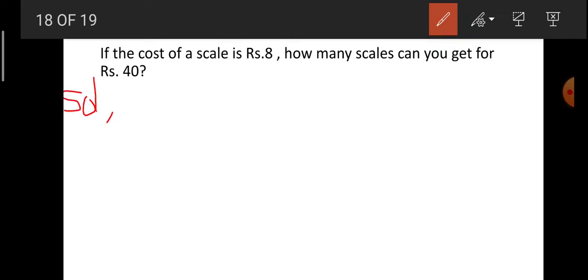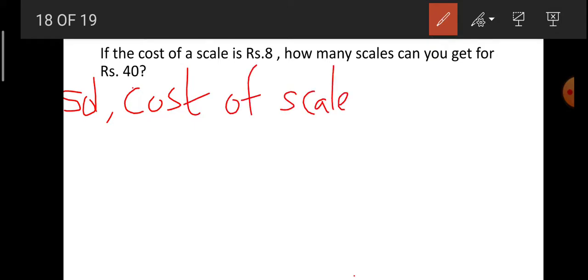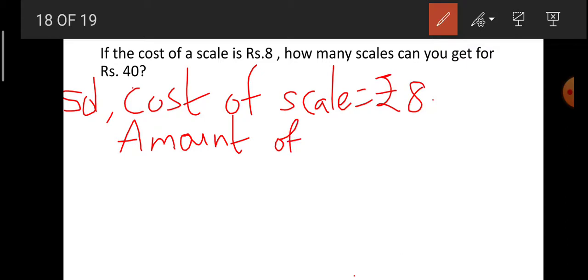Now see how to find the answer for this. Solution. What is the first line he has given? If the cost of a scale is 8 rupees. First he is telling you that the cost of a scale is 8 rupees. I will write the same here. Cost of scale is equal to 8 rupees. Next, he is telling you the amount of money he has: 40 rupees. Amount of money is equal to 40 rupees.